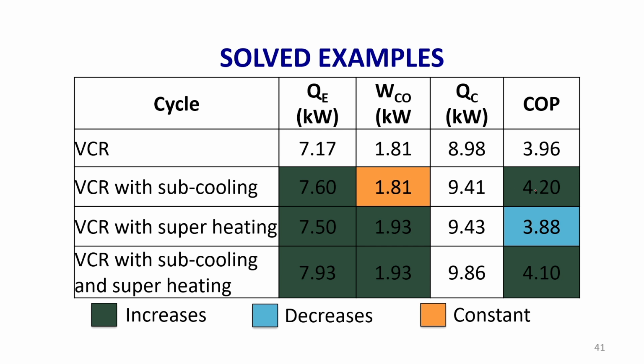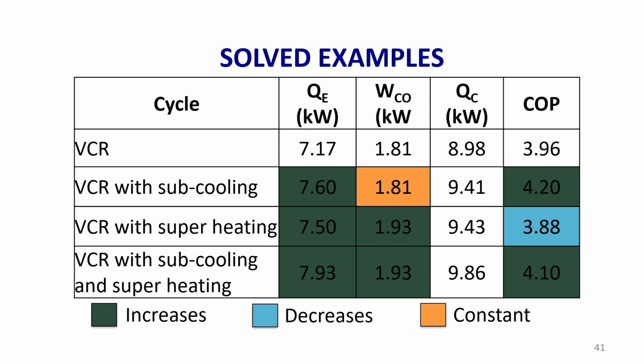Now, VCR with superheating: the cooling capacity or the refrigerating effect also increases, but it is less than with subcooling. The magnitude to which the cooling capacity increases with subcooling for the same operating condition is slightly more than for the superheating case. Work of compression increases, but because of this there is a reduction in the COP marginally, from 3.96 to 3.88.